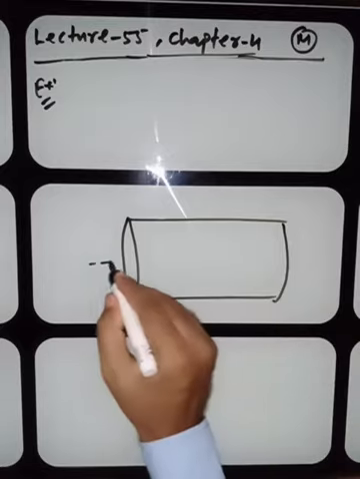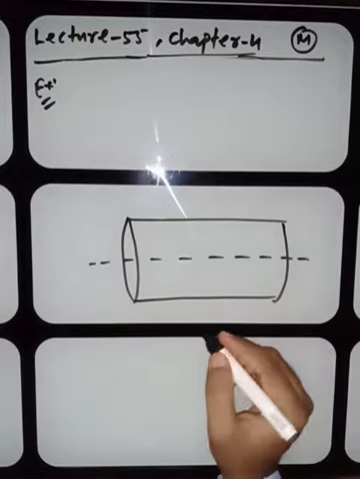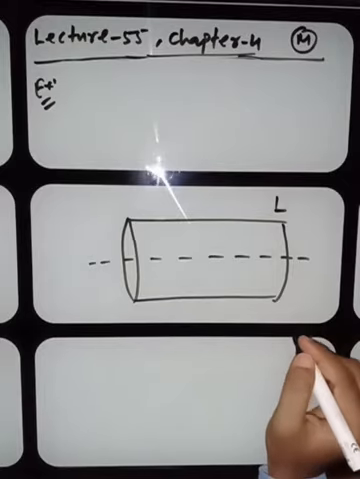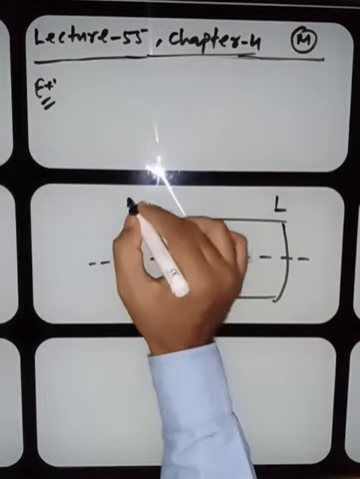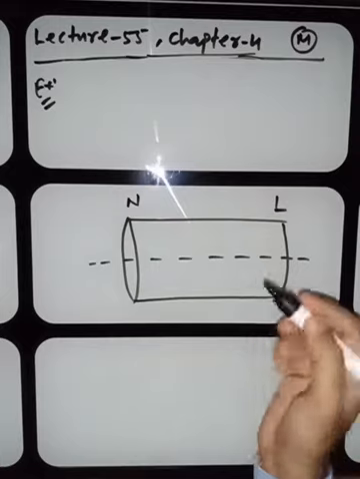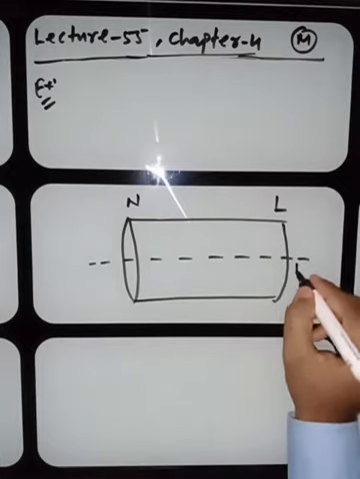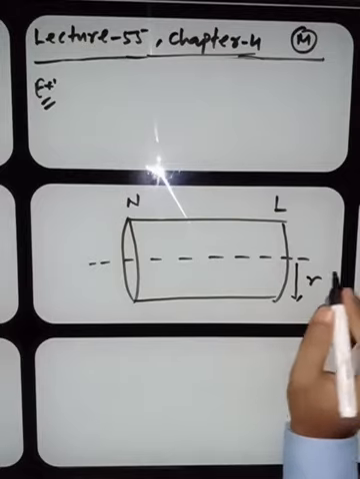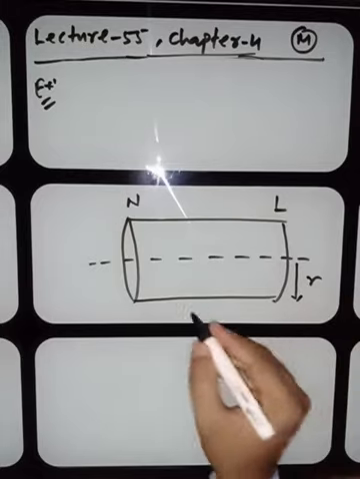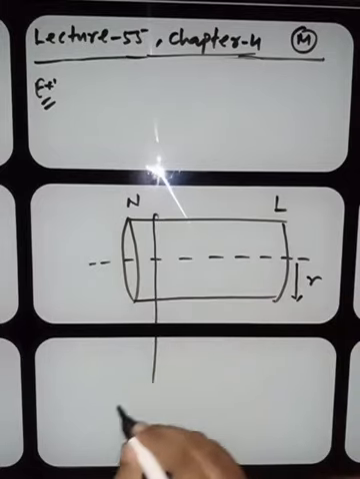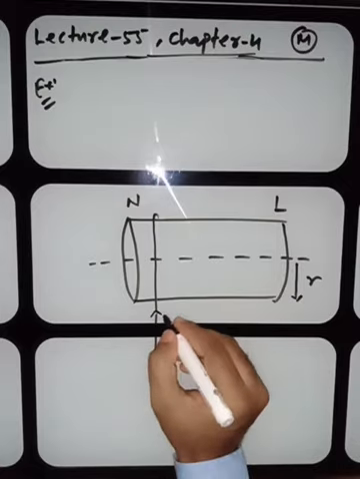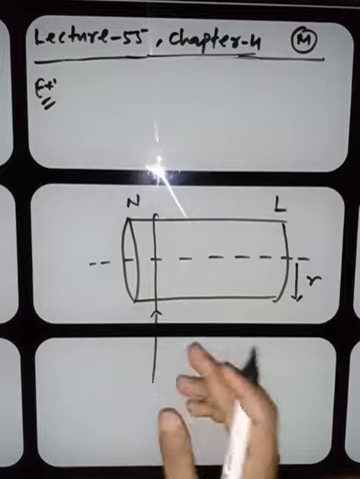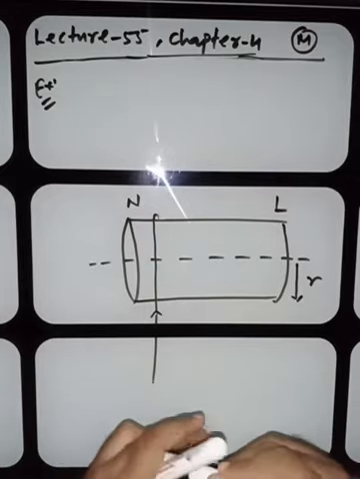Here, this is the axis of the solenoid. The length of the solenoid is given as L, and the number of turns of the wire is given as N. The radius of the solenoid, suppose it is R. Now the question: the number of turns is given in this wire. Suppose the current is I.